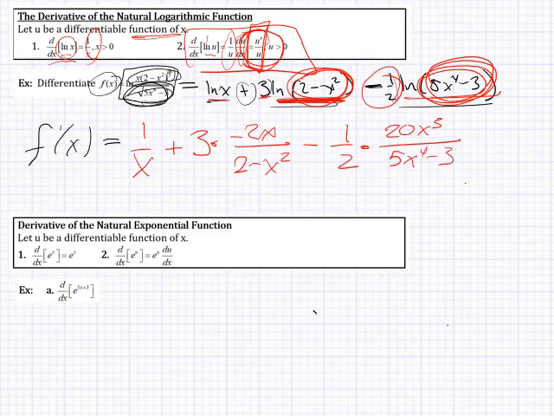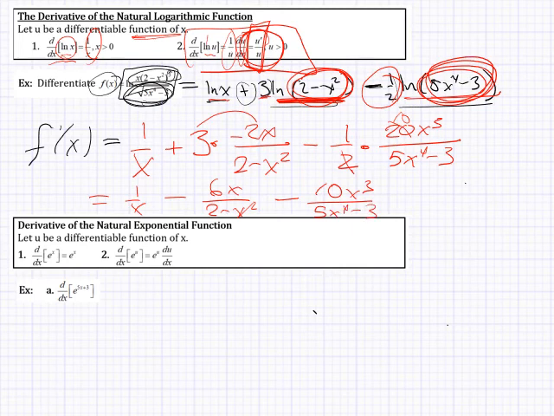We can do a little bit of simplifying. This 3 can be multiplied in here. This 2 and this 20 can simplify into a 10. And we would come up with 1 over x minus 6x over 2 minus x squared minus 10x cubed over 5x to the 4th minus 3.